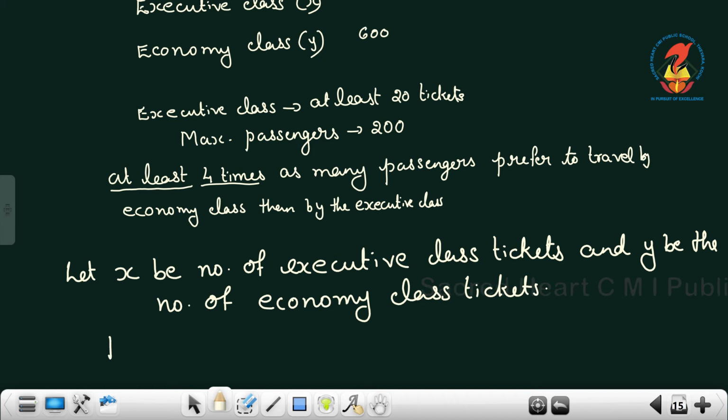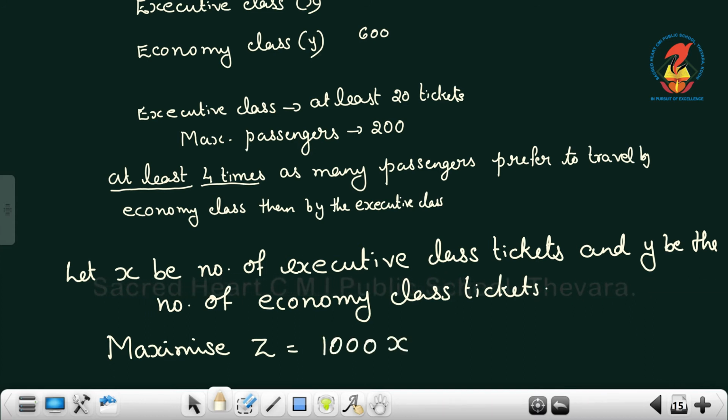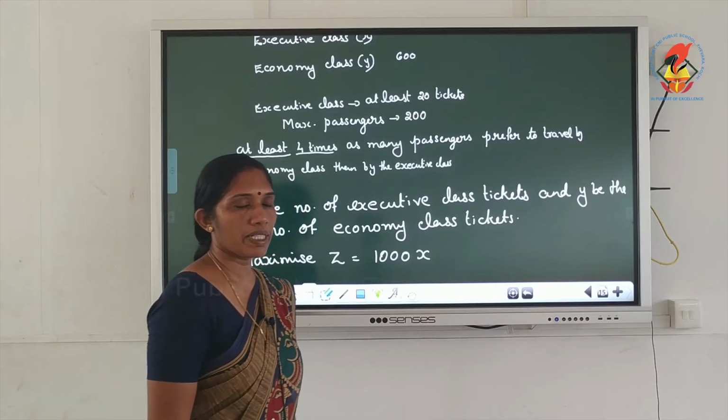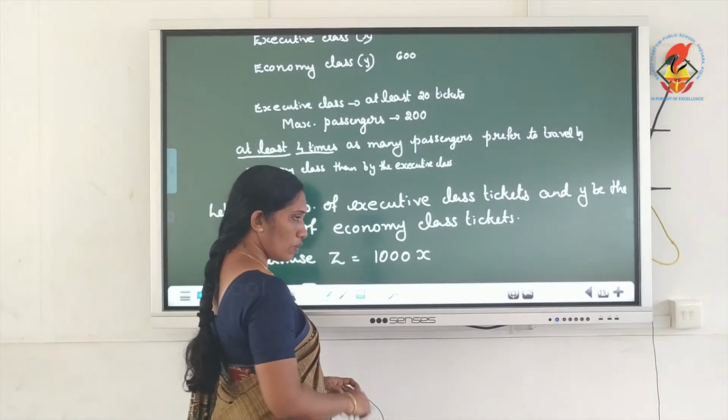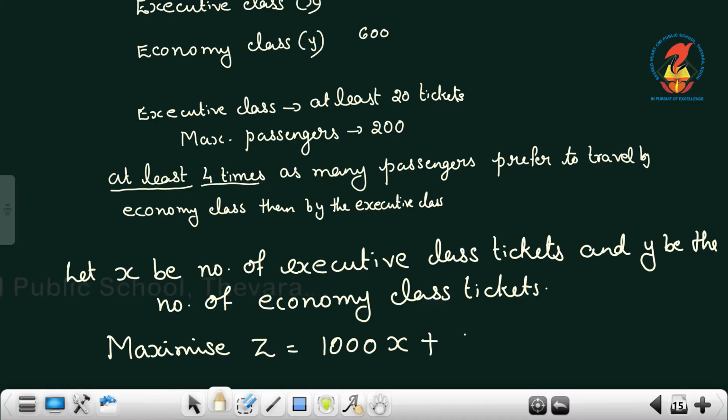So we have to maximize the profit. Maximize Z is equal to 1000 rupees for executive class. So number of tickets X means the total profit from executive class is 1000x and from economy class 600 into Y. Subject to, what are the constraints?